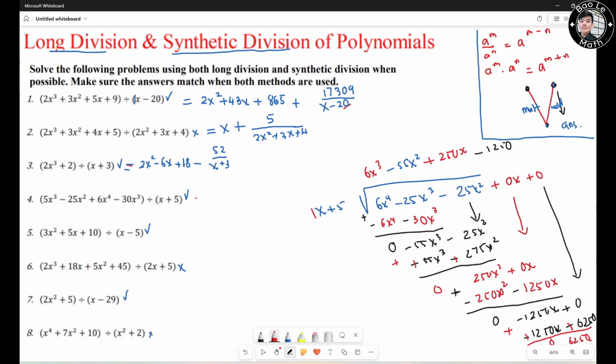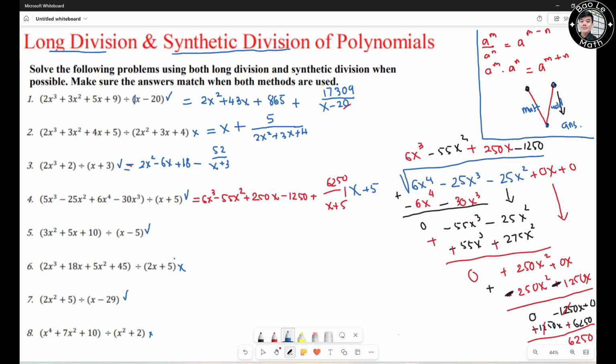So the answer must be 6s cubed minus 55s squared plus 250s minus 1250 plus 6250 divided by s plus 5.